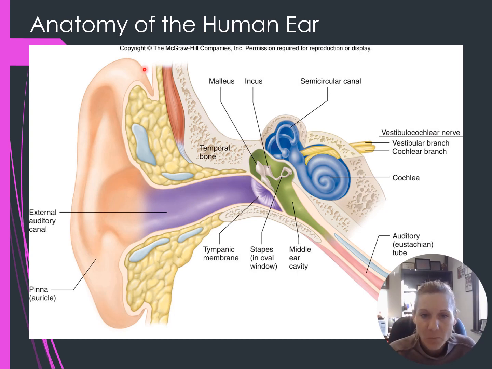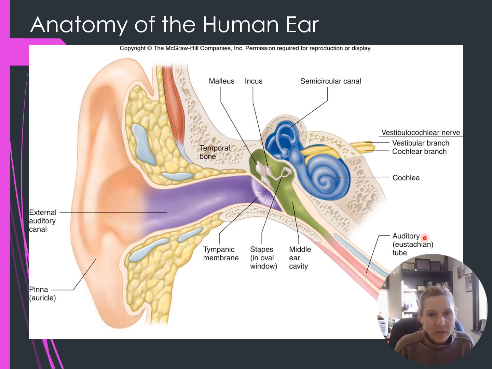Okay, so again, to summarize that, the sound waves will be collected by the pinna or the auricle, which is the external portion of the ear. Then it will travel through the external auditory canal or the external auditory meatus. Then it will reach the tympanic membrane, also known as the eardrum. And this is where those sound waves are going to be changed from waves into vibrations as we move next into the middle ear.